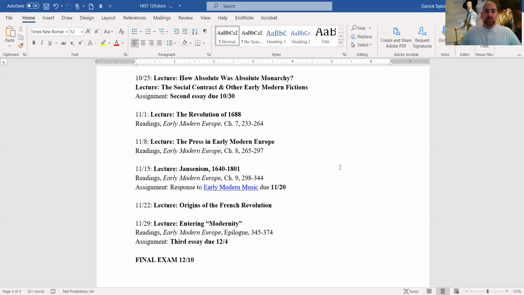Given the prevalence of the internet and online media, it'll be an interesting comparison for you guys, because the introduction of the news industry was a controversial thing in the early modern period, kind of similar to the growth of the internet, Twitter, and all that stuff.